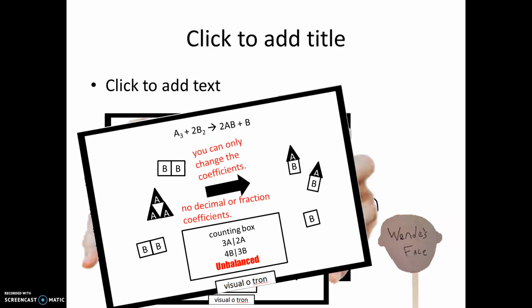to make them balanced. The rules are that you can only change the coefficients, you cannot change the subscripts. Changing the subscripts will result in an entirely different chemical reaction, and that's not good. You also can't have decimal or fraction coefficients, because you can just multiply those proportionally to get a natural number anyway, so what's the point? Natural numbers are funky.